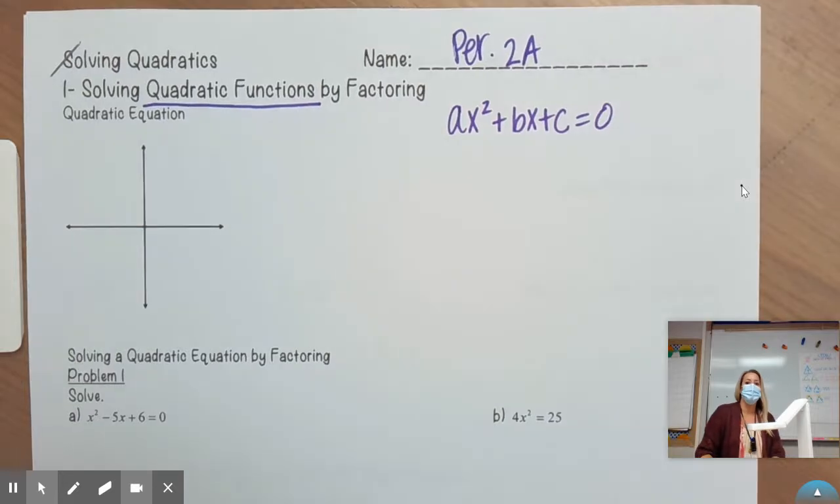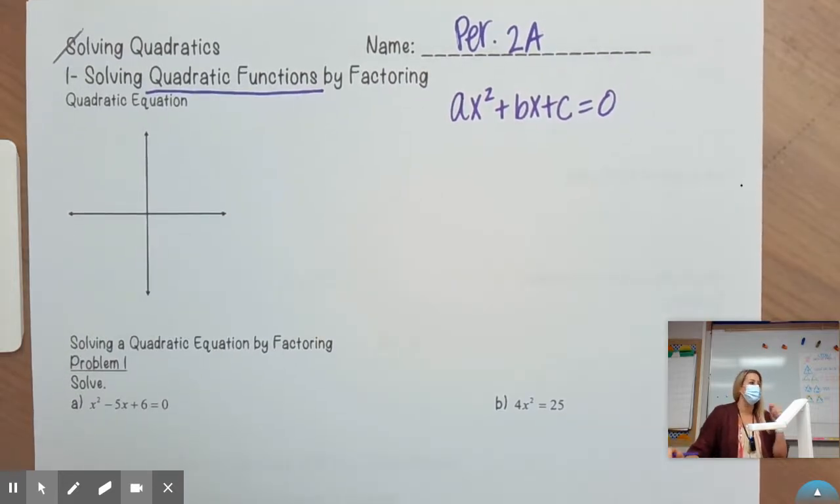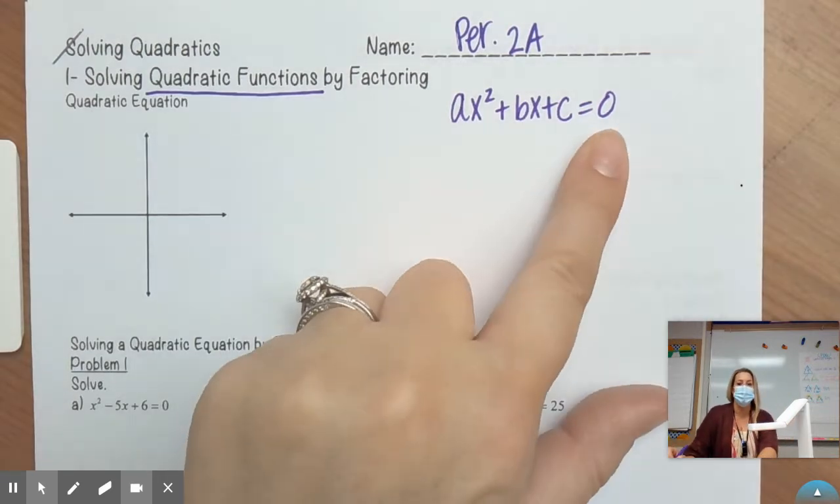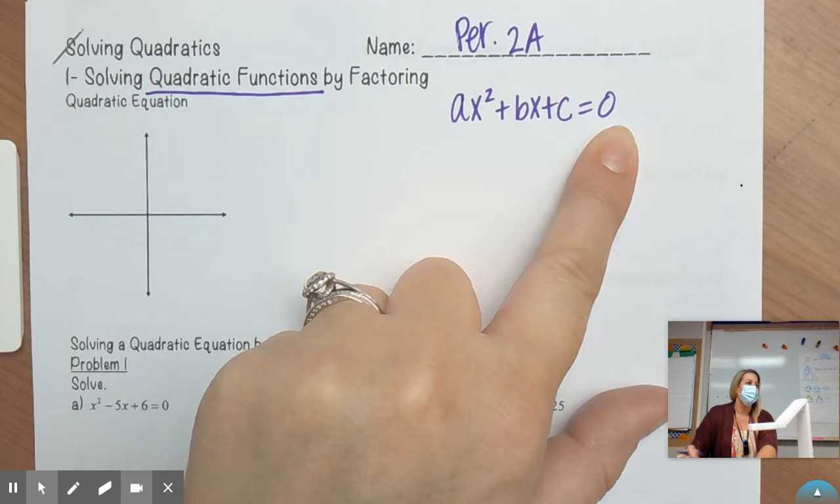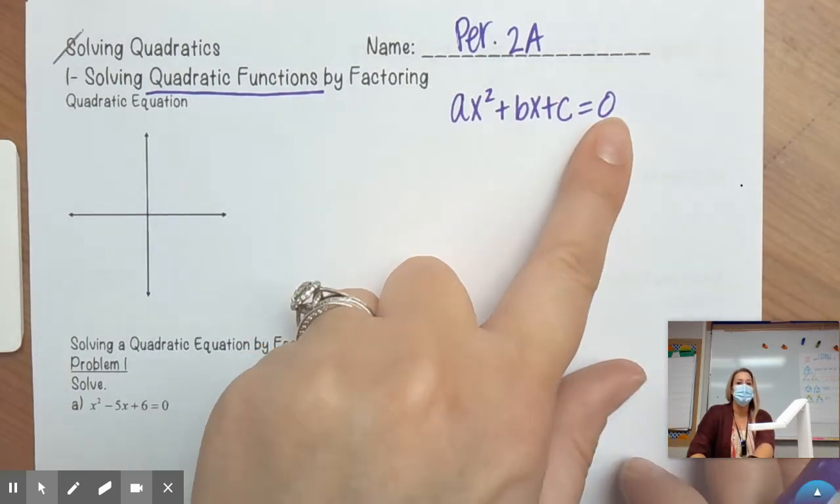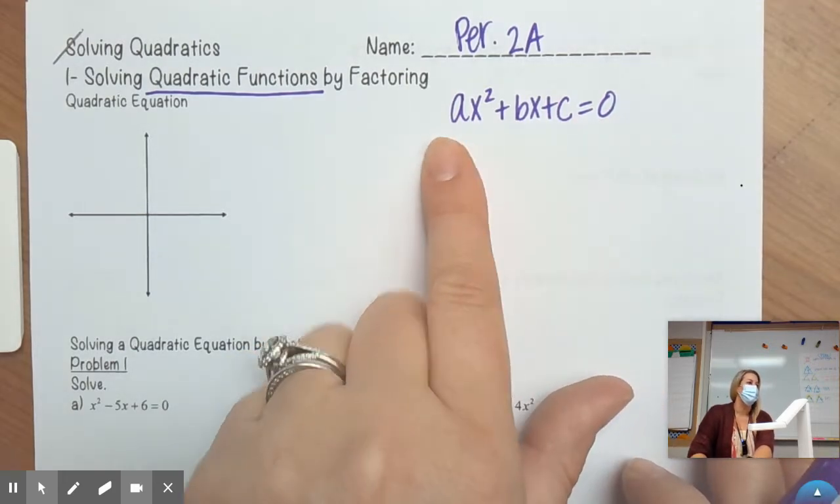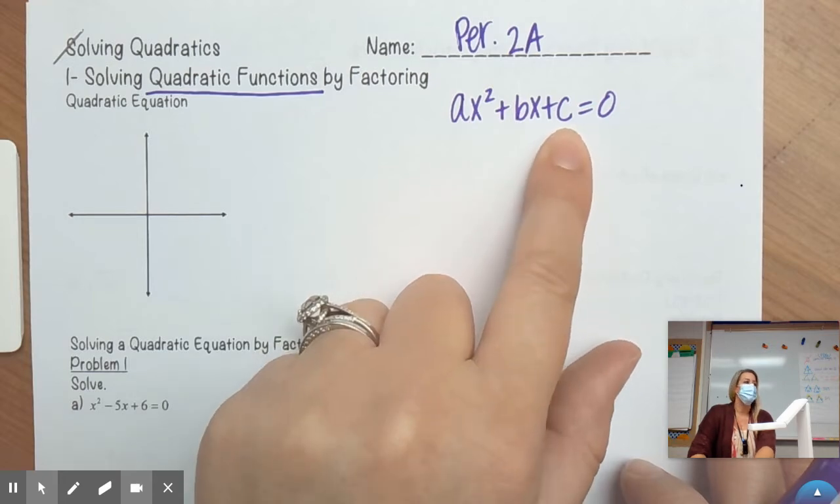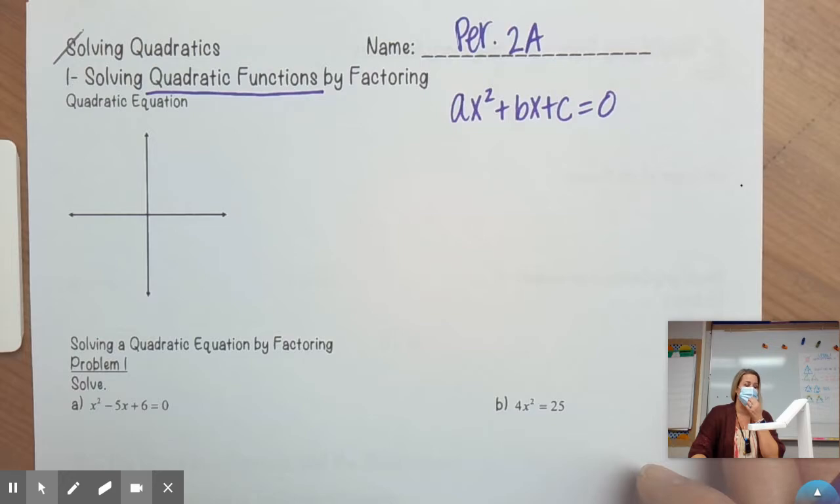This is called standard form. And notice that I added an equals 0 now, because we're going to take an expression and now make it an equation by setting it equal to 0 and solving. Okay, it needs to be in this format, so it has to be in standard form in order to factor first, and then we're going to take it one step further to solve.